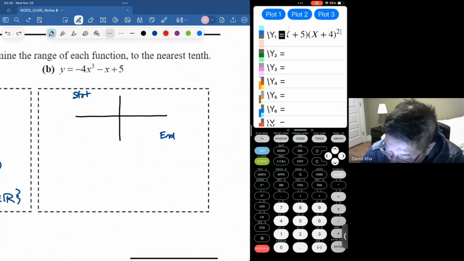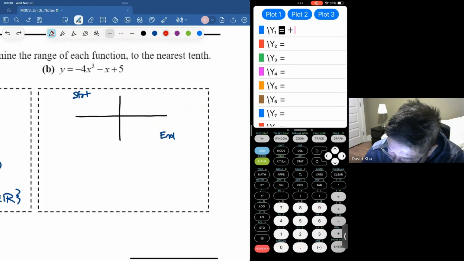So go y equals, and we'll take this function, negative 4x to the power of, oh, I hit the wrong button. Whoops. Try again.